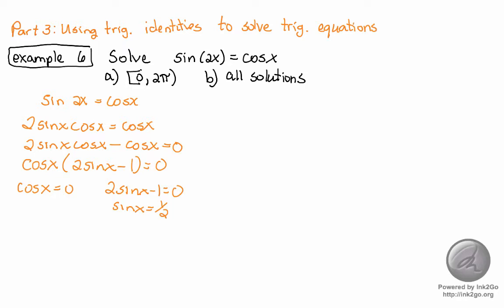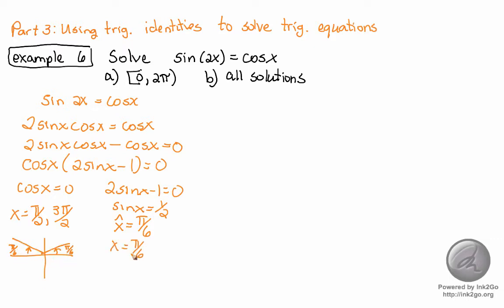So I need to figure out when cosine of x is equal to 0, so that's when my x values are 0. X values are 0 at pi over 2 and 3 pi over 2. Now I need to figure out where my sine is equal to 1/2. Sine of 1/2 has a reference angle at pi over 6. And then which quadrants is sine positive in? Sine is positive in quadrants 1 and 2.